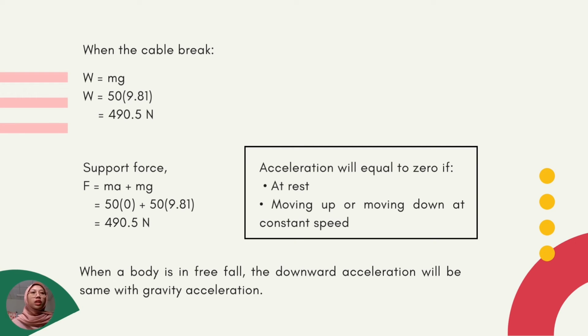But if we calculate the support force, the force equal to ma plus mg will be equal to 490.5 Newton. The value will be the same because when a body is in free fall, the downward acceleration will be the same as gravity acceleration. So the acceleration we put is 0 because acceleration can be equal to 0 if it is at rest or moving up or down at constant speed. We put 0 because the lift cable is broken, so the downward acceleration will be equal to 0.